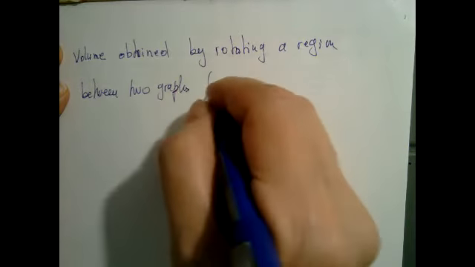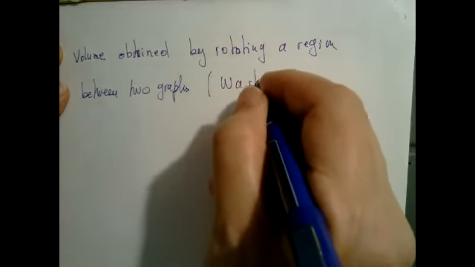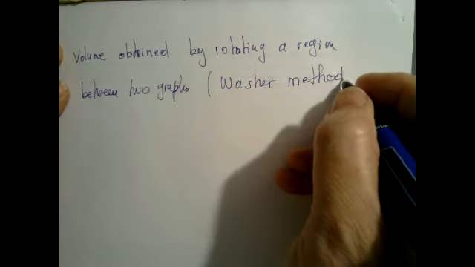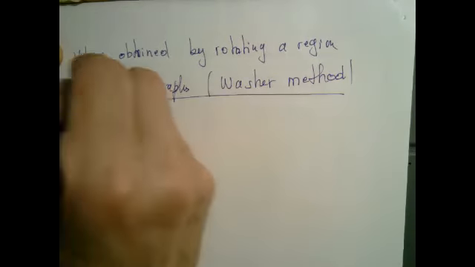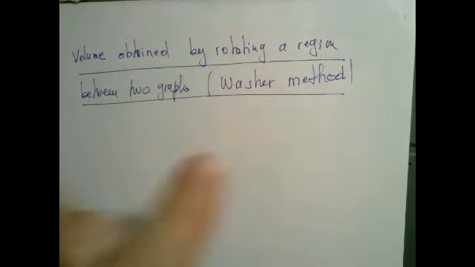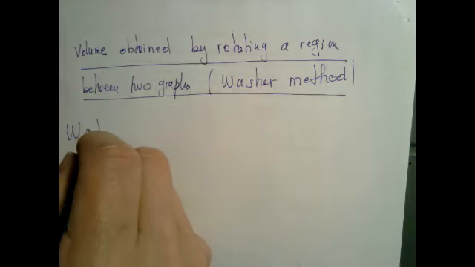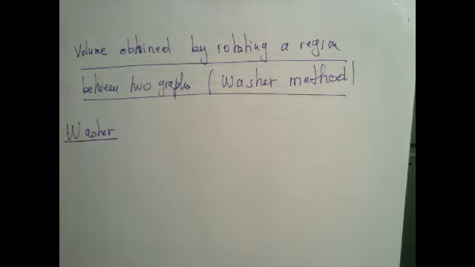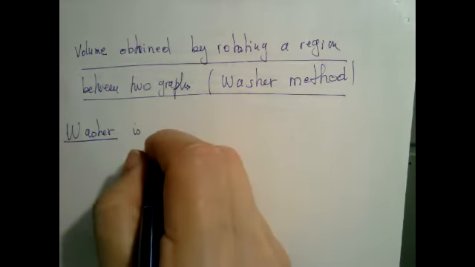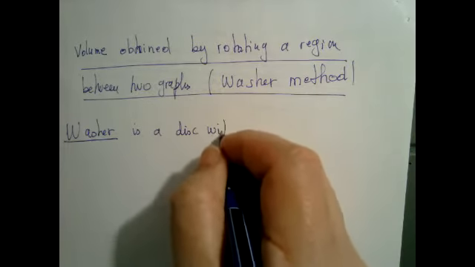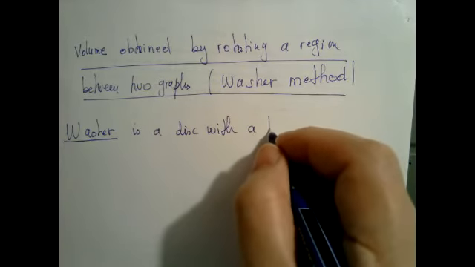Usually it's called the washer's method because we get a washer every time we rotate. So the first thing is what's a washer? Let us define a washer and find its volume. So what is a washer? A washer is nothing more than a disk with a hole, a big hole.